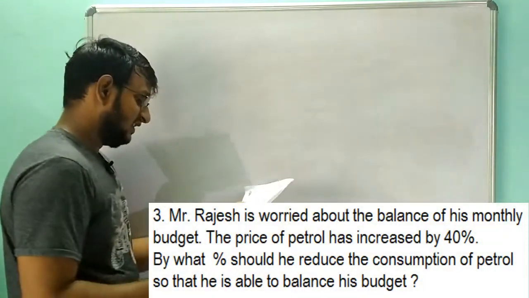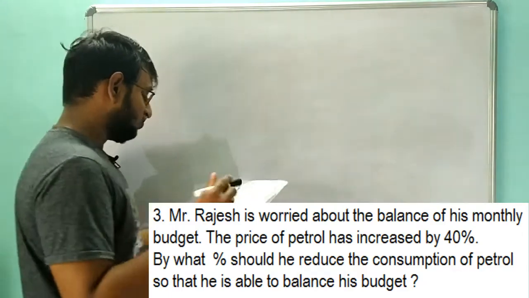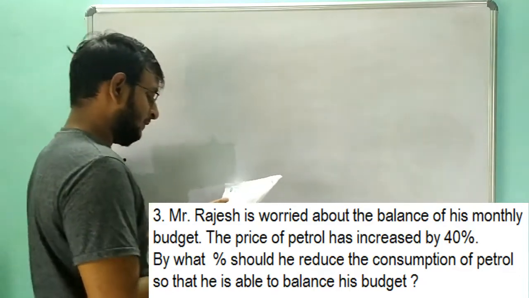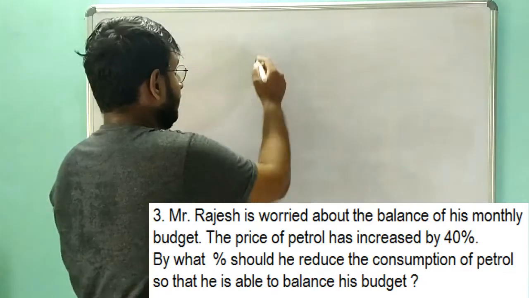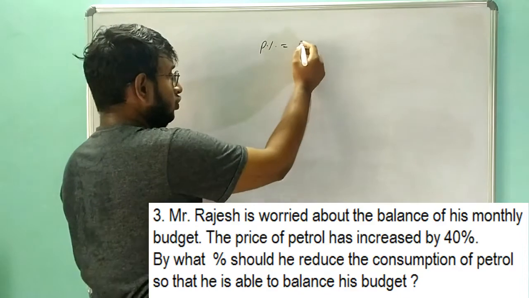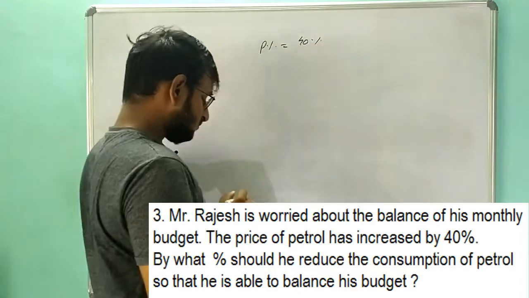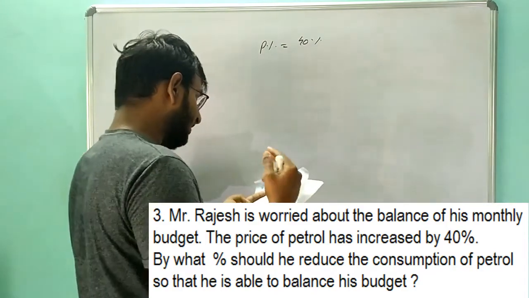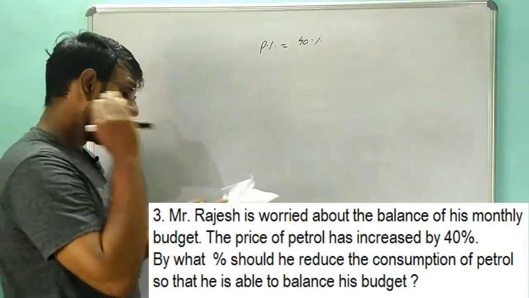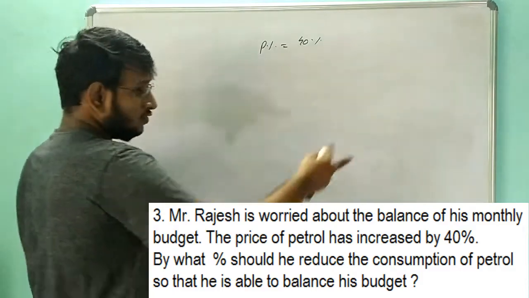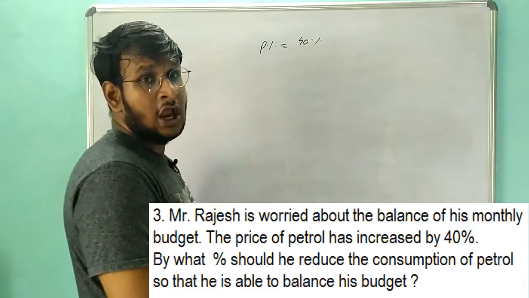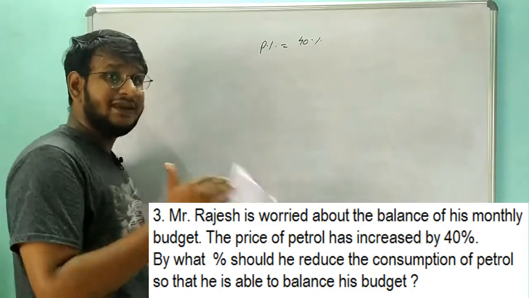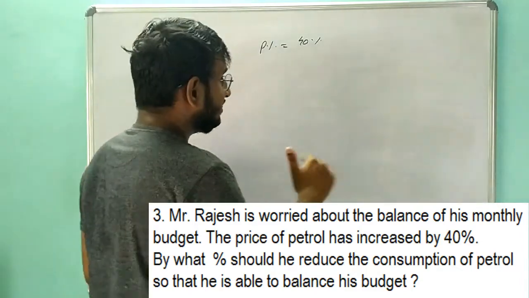The first problem says that Mr. Rajesh is worried about the balance of his monthly budget. The price of petrol has increased by 40%, so P is equal to 40%. By what percentage should he reduce the consumption of petrol so that he is able to balance his budget? Now the petrol price has increased by 40%, so he has to reduce his consumption of petrol so that he can meet his previous month's budget.